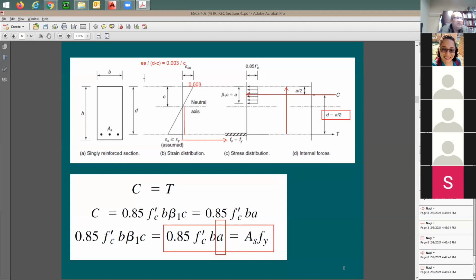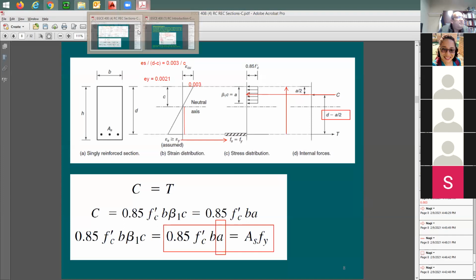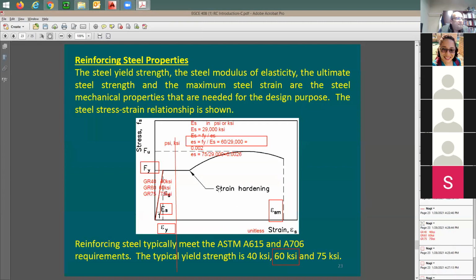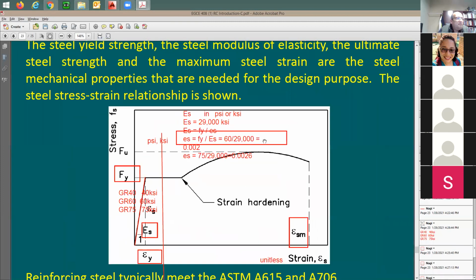And how much was the yield strain? I'm going to say epsilon_y equals 0.0021. Where did you get this from? From here. See this equation? You take the yield strength, 60 divided by 29,000 for this specific case, unless the yield stress or strength is 75 ksi, like in this case.